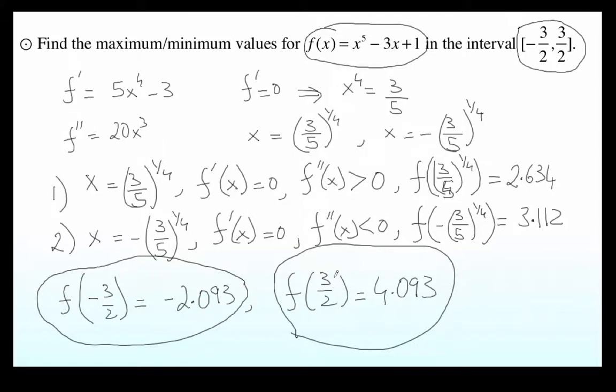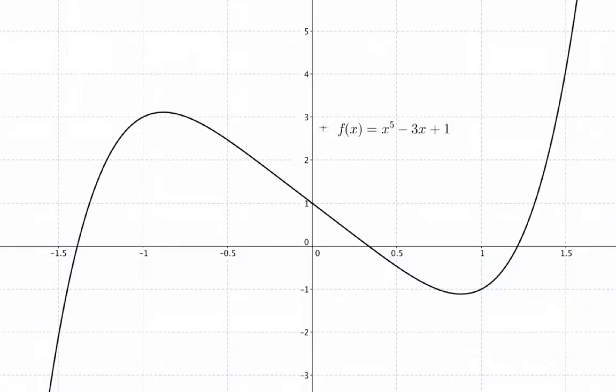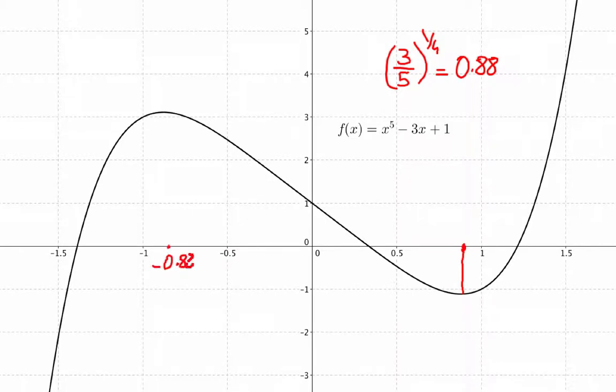However, let's see if we've got the local maxima and minima correct. And so I'm going to show you a graph now. The graph of the function looks like this. Now, just to remind you, 3/5 to the power 1/4, my calculator tells me is 0.88. And so we have a minimum at 0.88, which is correct. It's this much. And there's a maximum at minus 0.88, of course. That's over here.